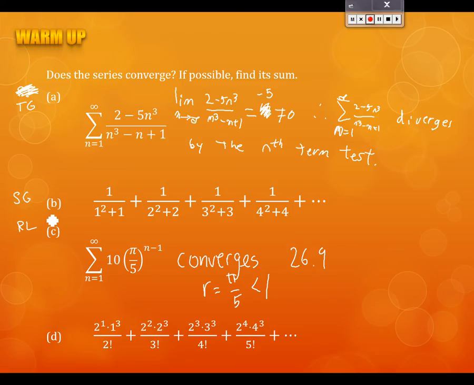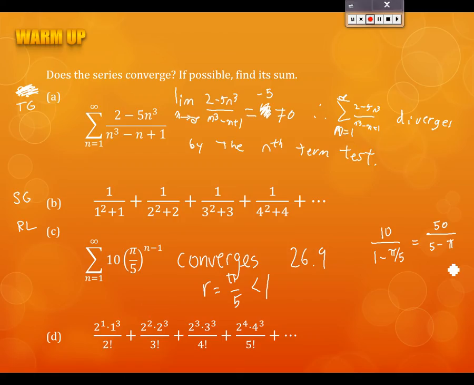C, I don't have much to say about. It's just geometric and, is there a nice way to write that without using a calculator? What would that be? It's 10 over 1 minus pi over 5. So the sum would be like 50 over 5 minus pi, right? That would be one way to write that. And D we'll come back to because we haven't done the ratio test, and I think that's what we need to do that one. So put your finger in your warm up, and we'll come back to that. Okay? Promise in a few minutes.